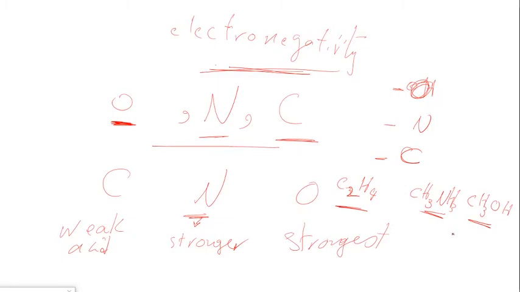We could see that the strongest acid will be the one which has the atom with the higher electronegativity. So methyl alcohol will be more acidic than methylamine, and this in turn will be more acidic than ethane. If I organize those according to acidity, I could say that the highest is CH3OH and the lowest is C2H6.